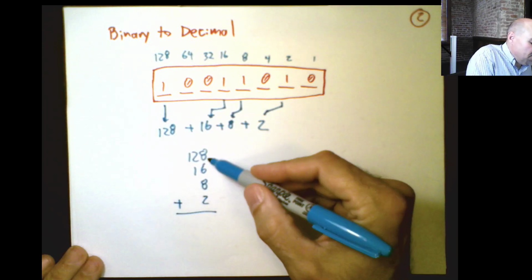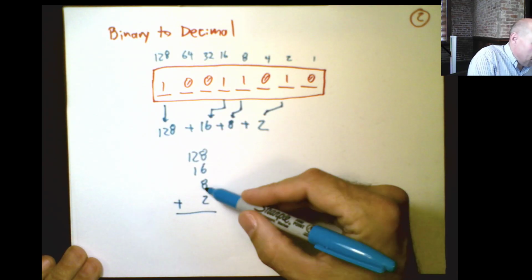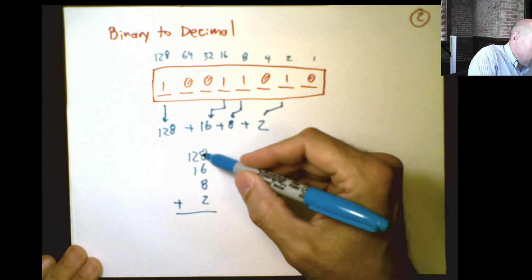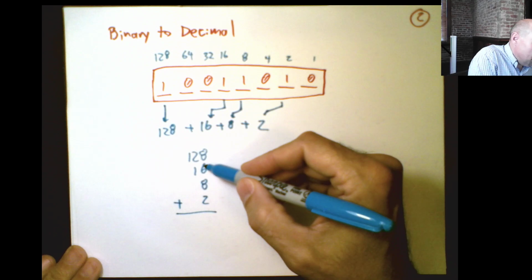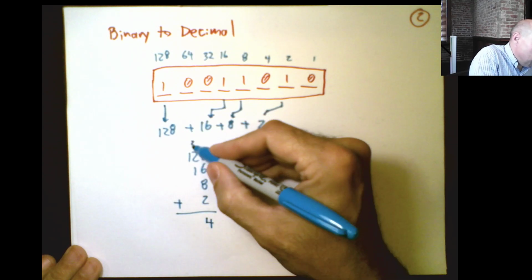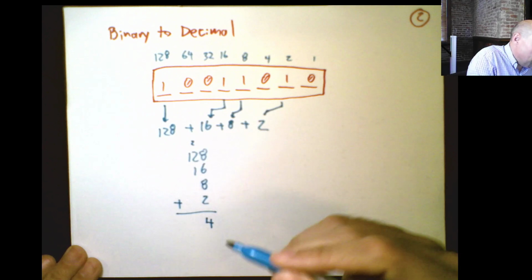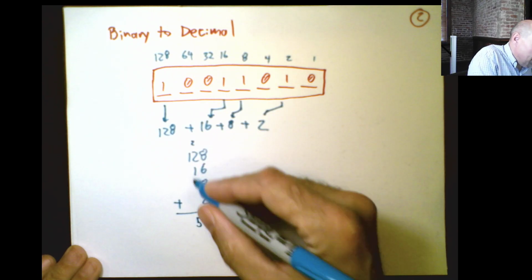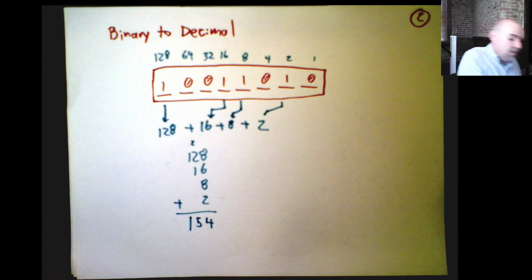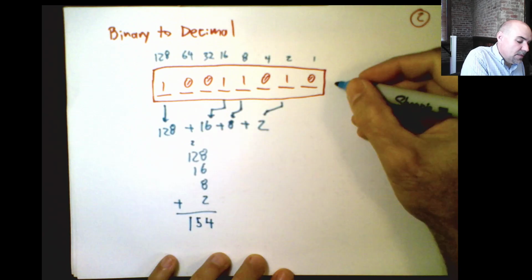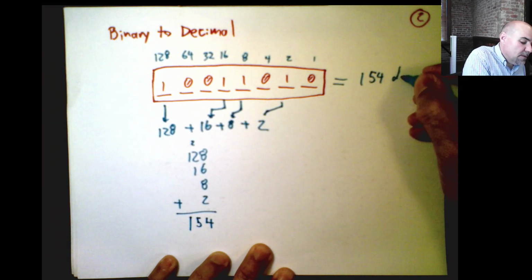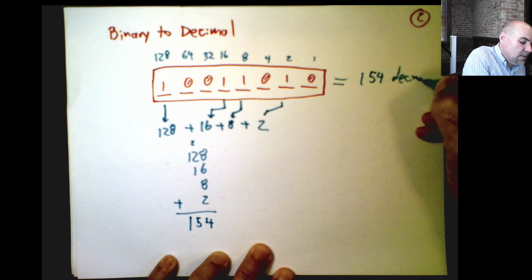Okay, so adding these up, if I were doing that, I'd say, well, that's 10. And 10 plus 8 is 18, plus another 6 is 24. So we're going to put down a 4. The 2 gets carried up there. So 2 plus 2 plus 1. 2 plus 2 is 4, plus 1 is 5. So 5 there, and nothing carries over here. So 154. So this number that we have up here is 154 in decimal.